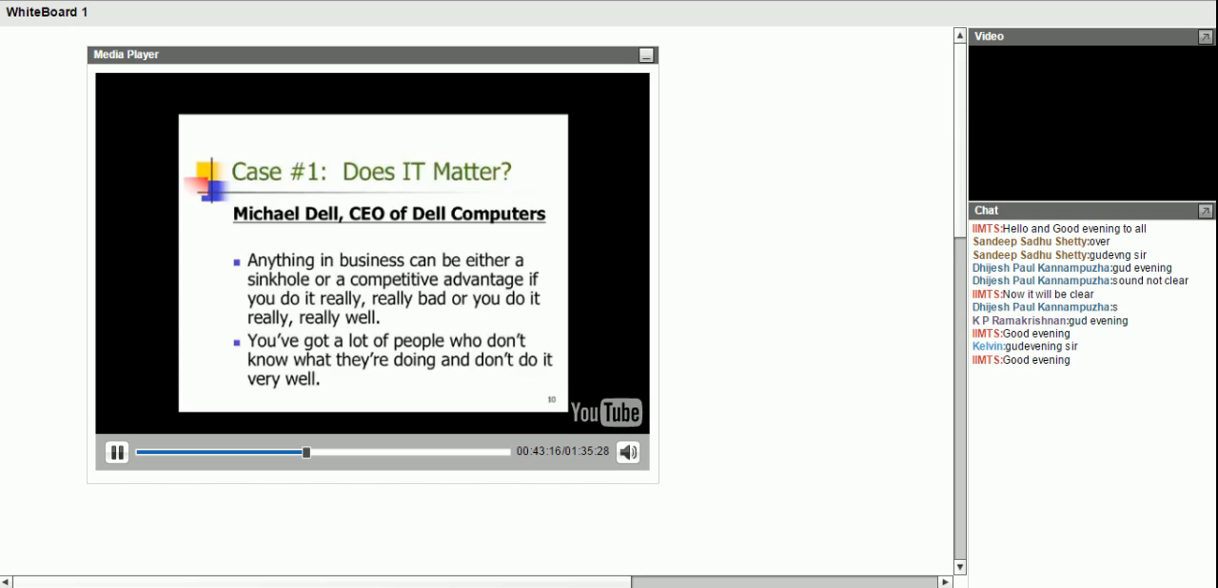Who knows? Another example is Dell Computer. Michael Dell, who used to be, probably still is CEO of Dell Computers. Anyway, anything in business can be either a sinkhole or a competitive advantage from his perspective. And these are quotes. These are things on these slides that, as I go through, I forgot to mention, are things that these people have said that have some significance because they have a really good meaning associated with them, whatever they said actually turned out to be true. And they may not have said this recently. It may have been mentioned a long time ago.